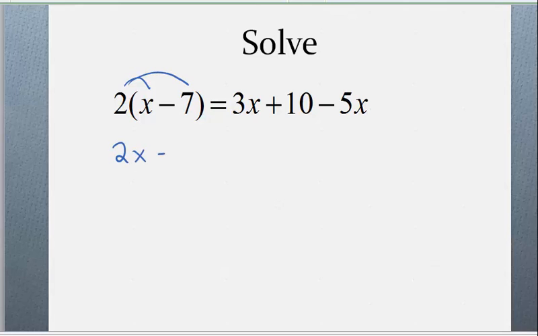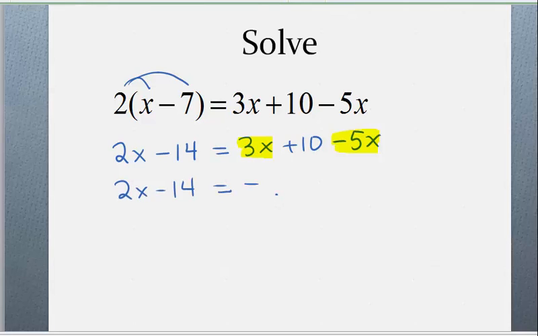That's going to give me 2x minus 14 on the left. And I'll just recopy what I have on the right. Now when I look at the left side, the two terms that I have, 2x and negative 14, are not like terms, so I can't combine them. But when I look on the right side, I have two terms that I can combine. So I'm going to do that next. I'm going to leave the left side alone. On the right side, I'm going to have negative 2x plus 10.